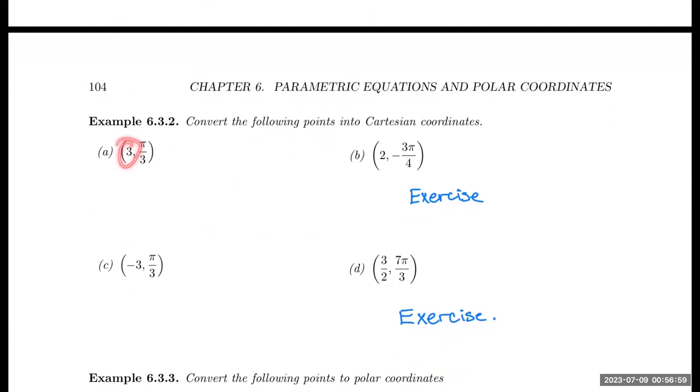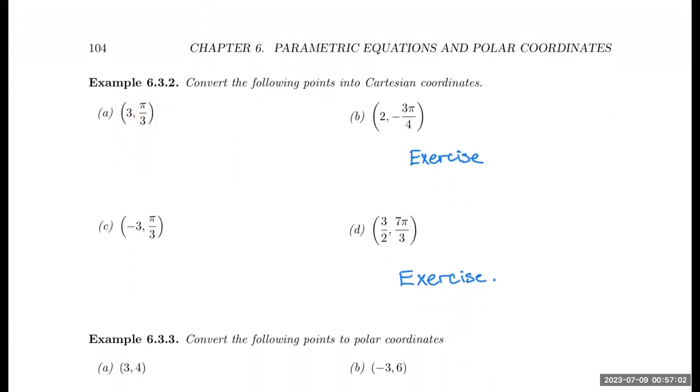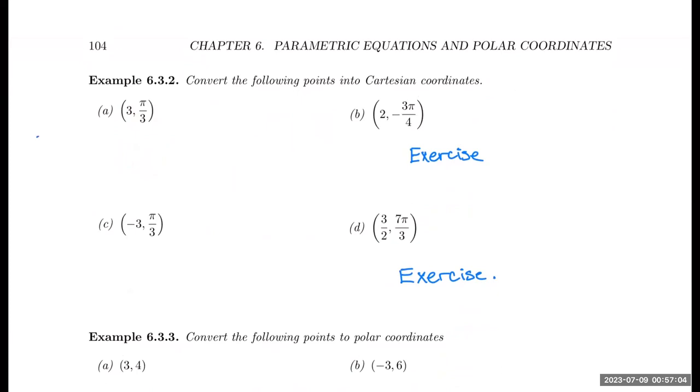Since we have r is 3 and theta being pi over 3, our x coordinate is going to be 3 cosine of pi divided by 3, which is going to be 3/2. And for the y, we have 3 sine of pi over 3, and that would give you 3 root 3 divided by 2.